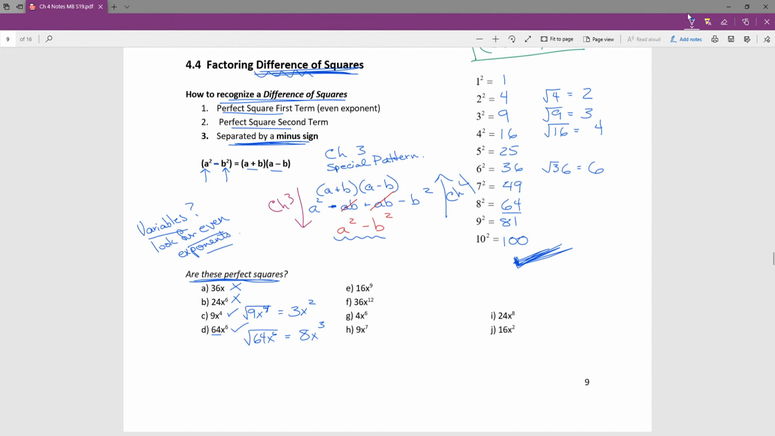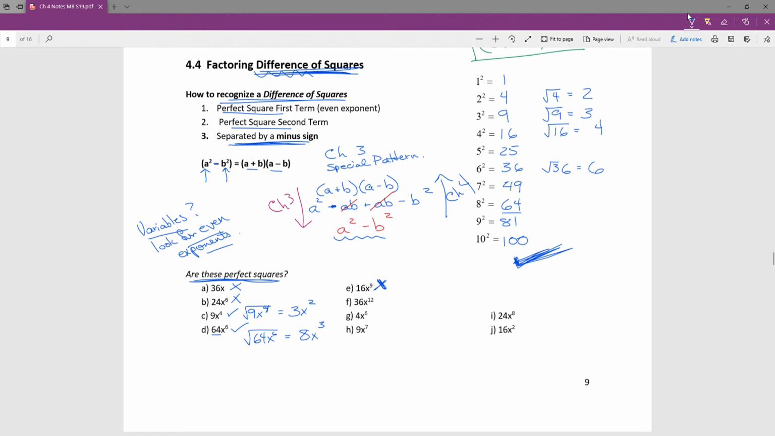Okay, a few more. Let's keep going. So E, we've got 16x to the 9. So 16 is great because it's 4 squared. So that coefficient is a perfect square. But the variable part of it has x to the 9, and I can't divide 9 by 2. And so that makes this not a perfect square.